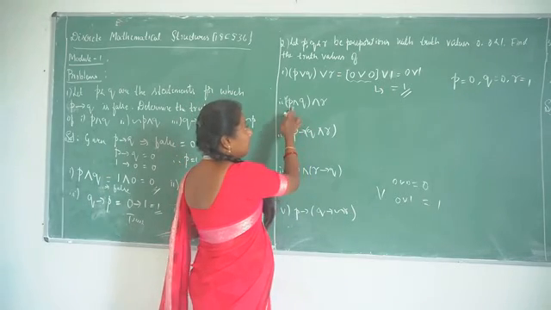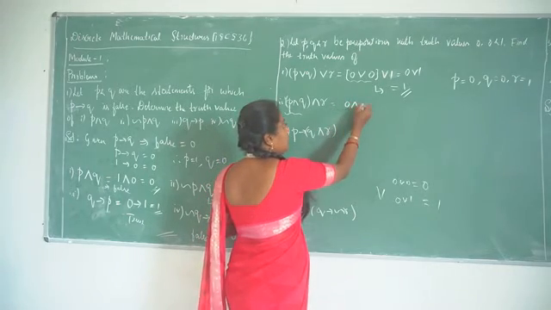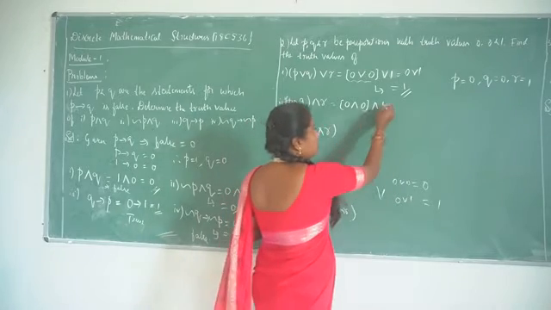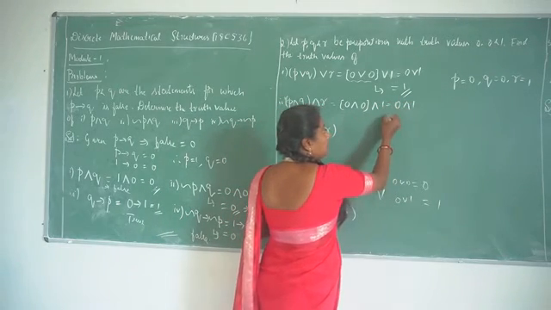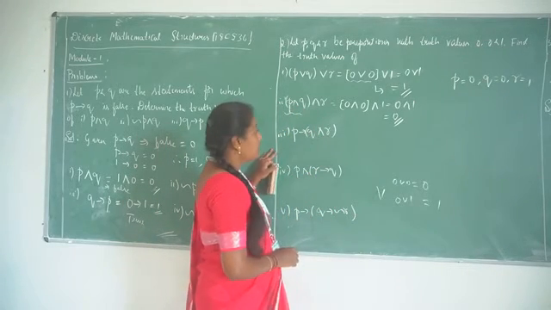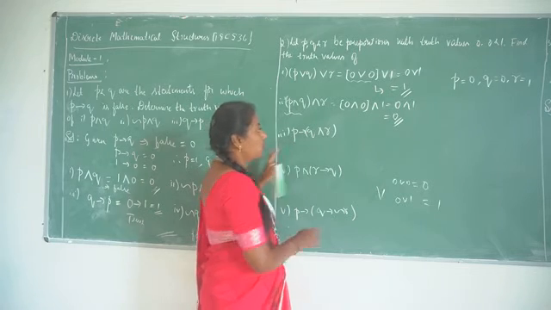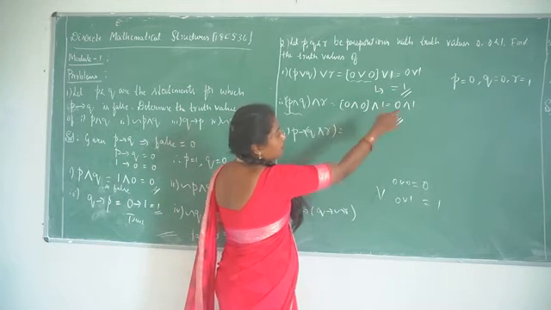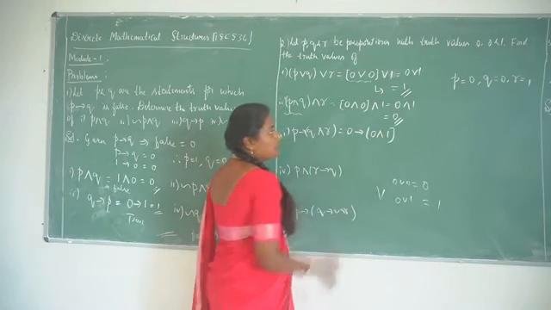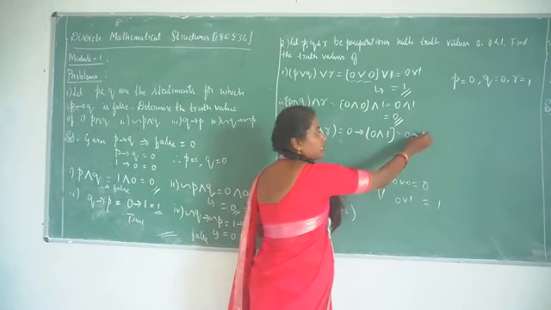Second one, P and Q and R. First we have to find this one. P value is 0, Q value is 0 and R value is 1. 0 and 0 is 0, and 0 and 1 is 0. That means the statement is false. Next, the third statement: if P, then Q and R. The P value is given, that is 0. Then Q and R is 0 and 1, and 0 and 1 is 0.